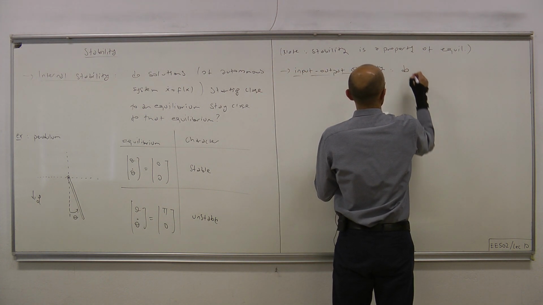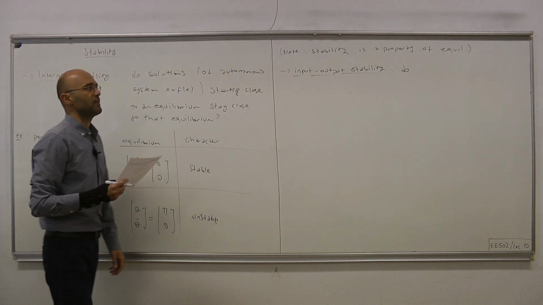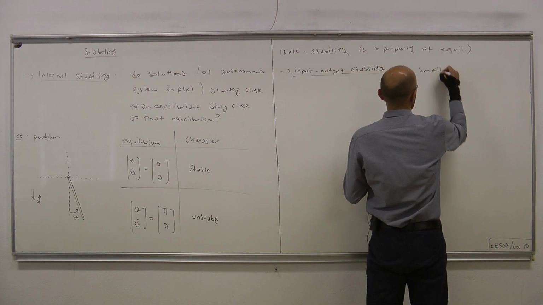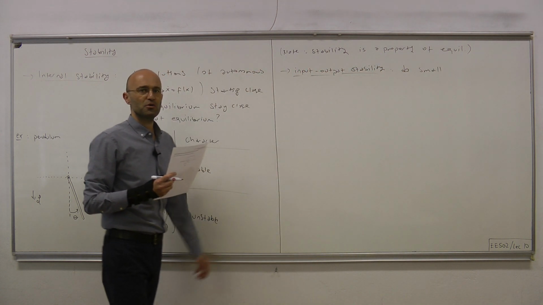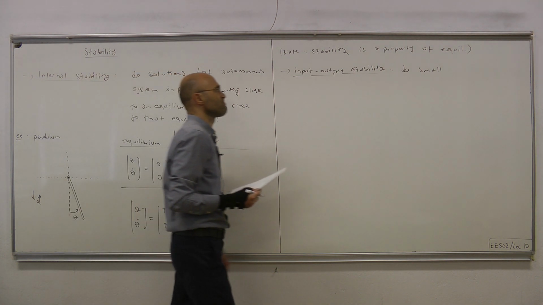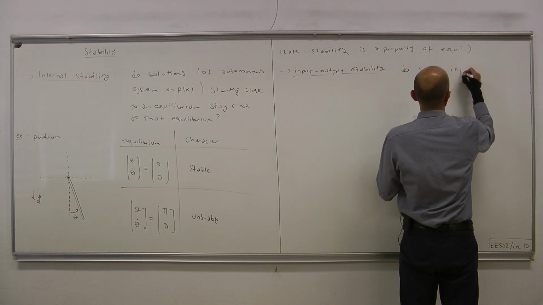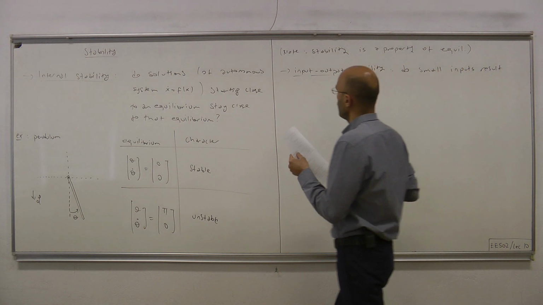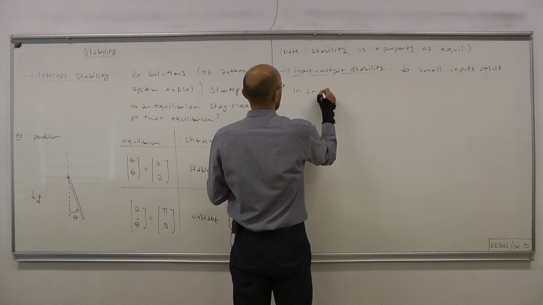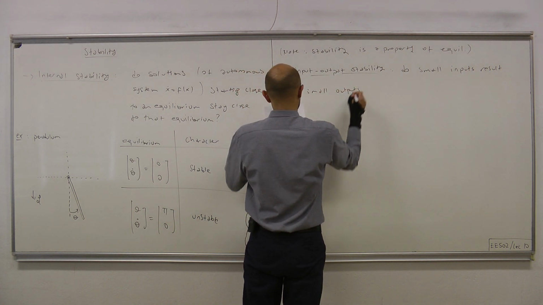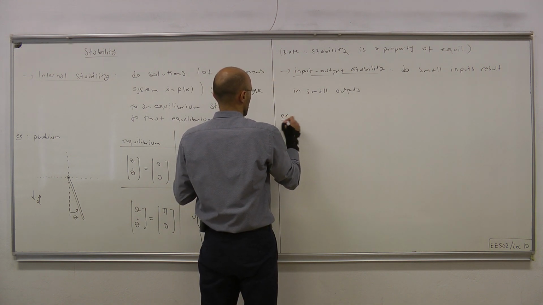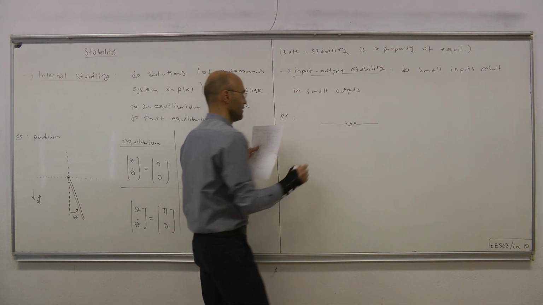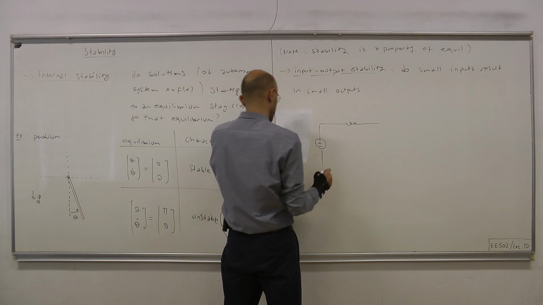Okay, and this problem, the second problem, roughly has to do with the following question: do well-behaved inputs produce well-behaved outputs, or do small inputs result in small outputs? Okay, for instance, that may be an important question for some analog filter.